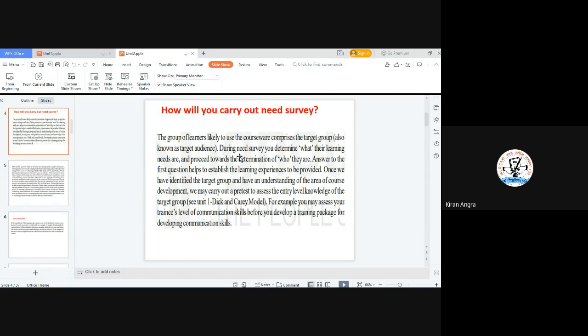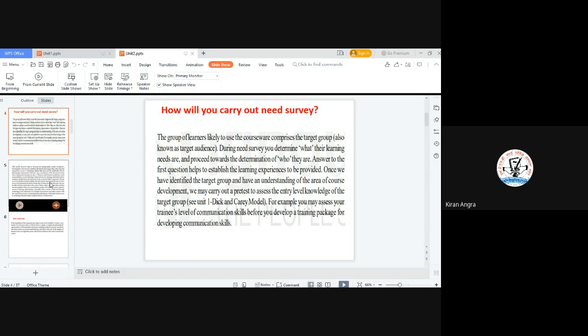As we have already learned in our previous unit, the Dick and Carey model says that we will try to assess what knowledge they have at the entry level. So you can understand what sort of communication skills they have, what sort of computer skills they have, and then you can think about what we have to plan.